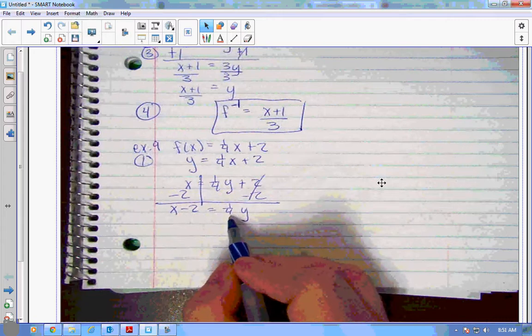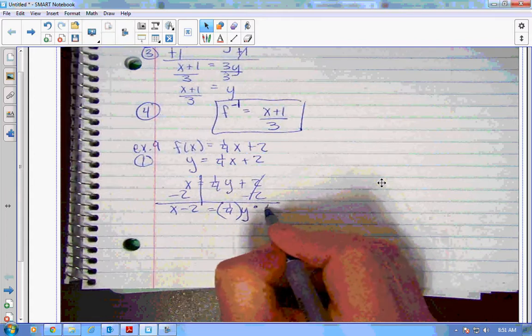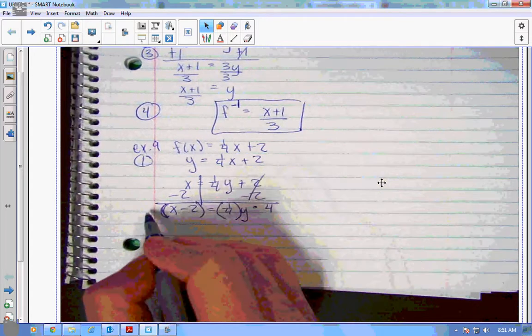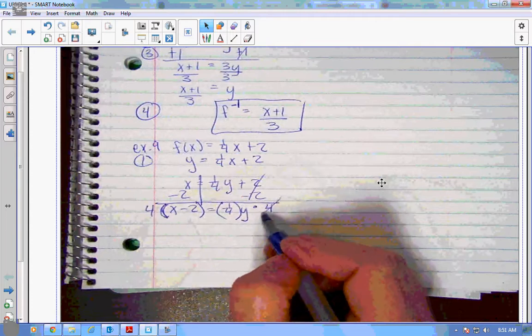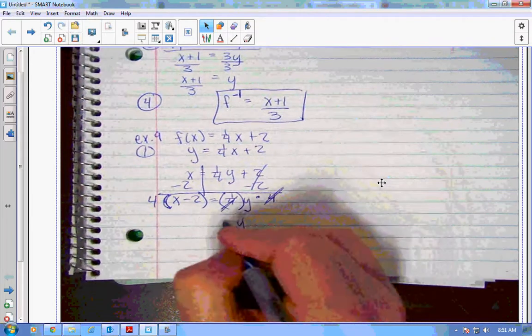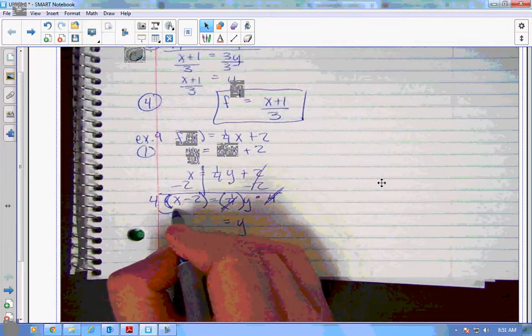Now here's the trick to get rid of a fraction 1/4. We're going to times by positive 4. But make sure you times everything. You have to use parentheses. Times by positive 4, because a 4 on top cancels with a 4 on bottom. And so we have y equals. Now make sure you times everything, because this needs to be distributed in.